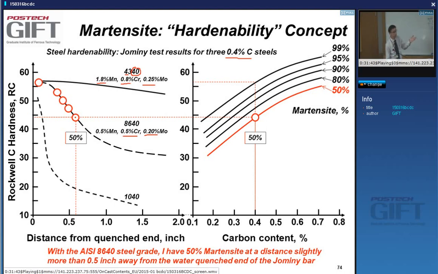So with this Jominy test, you can very conveniently describe the hardenability of a material, compare the hardenability, and also say how much martensite you've made at the particular spot. So with this grade, the 8640, I have 50% martensite at the distance slightly larger than half an inch away from the quenched end.